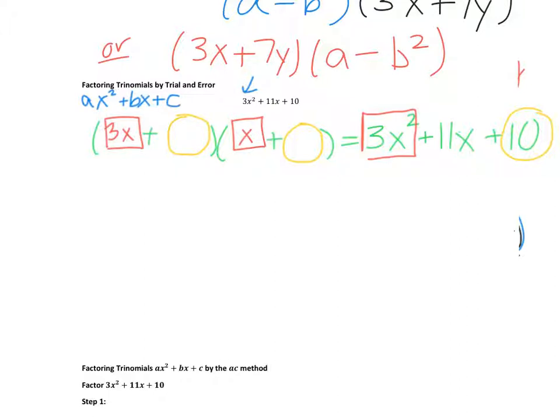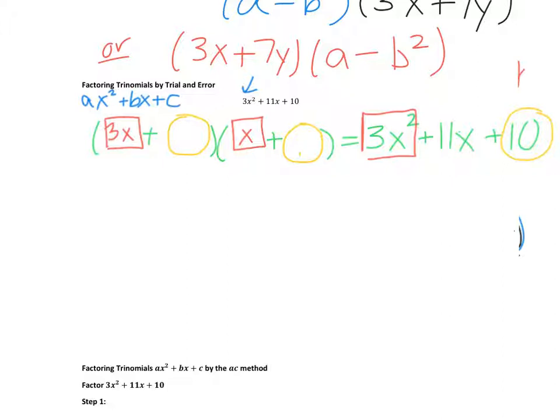All right, and now we're going to focus on the 10. Now there's a lot of different ways to get to 10. We can do something like 10 times 1. We can do 1 times 10. We can do 2 times 5. We can do 5 times 2. So we have 4 different options. Okay? Let's start with 10 times 1.